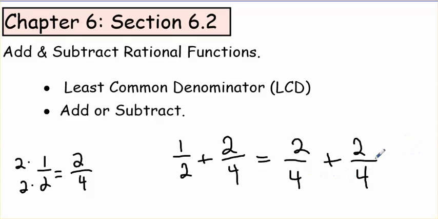Once I have common denominators, I just add them together. 2 plus 2 is 4. And I don't touch the denominators. It's 4/4, or in this case, 1. So when we're adding and subtracting fractions, we look for a common denominator, we convert everything to that denominator, and then we just add the numerators.